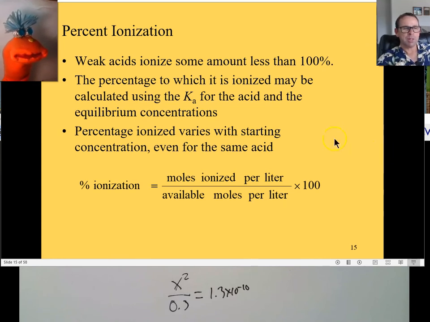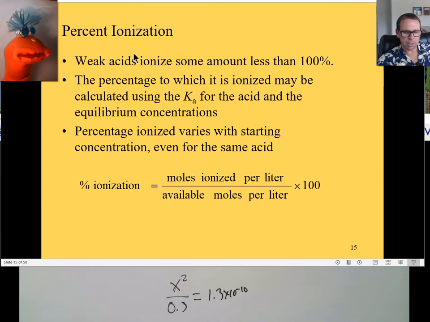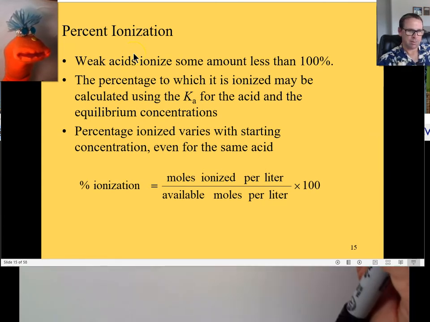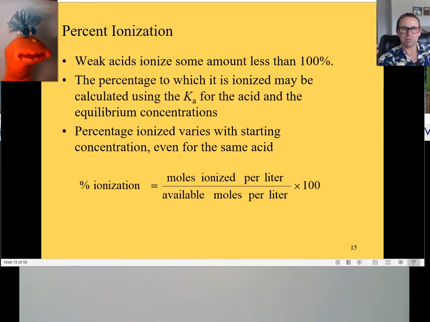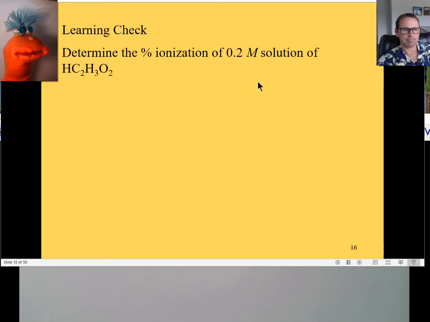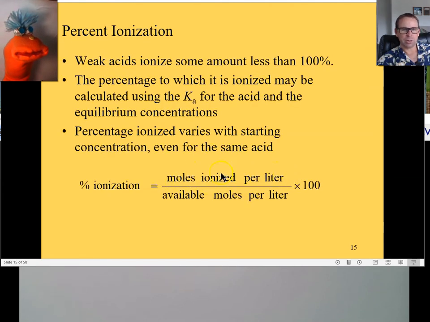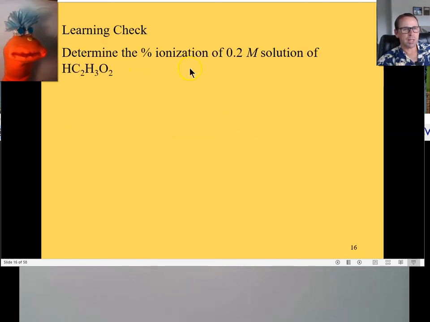All right. Something that we don't really use very often, but it is interesting to think about, is percent ionization. Usually, once we identify how much of a given acid is dissociated, we just say the molar concentration of that dissociated acid. However, it can be helpful to think about the percent ionization to have a better understanding of what's going on. It's essentially looking at the moles of material that ionized compared to the moles that did not ionize. All right? So let's determine the percent ionization of a 0.2 molar solution of acetic acid.